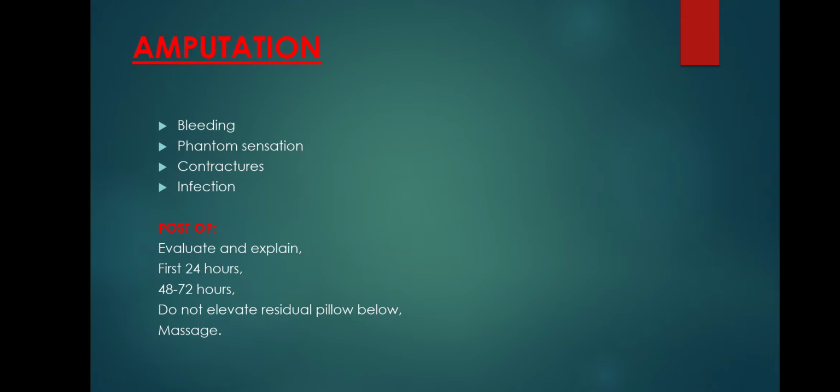Amputation. Amputation will be done when the patient's limb is injured and it is affecting the rest of the body or is a life-threatening condition. There we will go for amputation, or we will go for it in a patient with a diabetic foot or sepsis, all these conditions. Post amputation, the patient will have bleeding, phantom sensation, contracture, infection. Phantom sensation: after removing a part of the body, an extremity, the patient still feels they have the extremity. That is a phantom sensation.